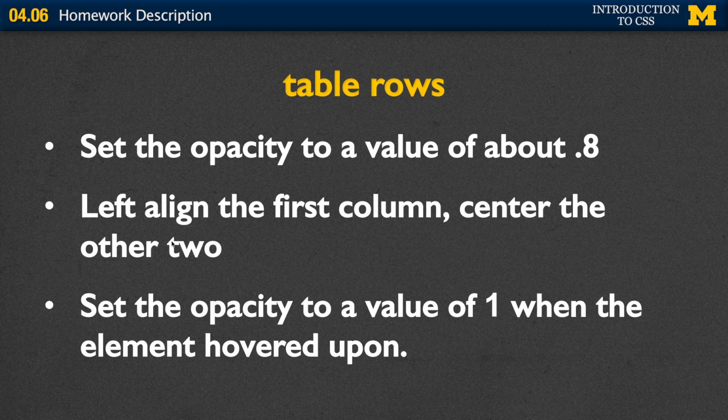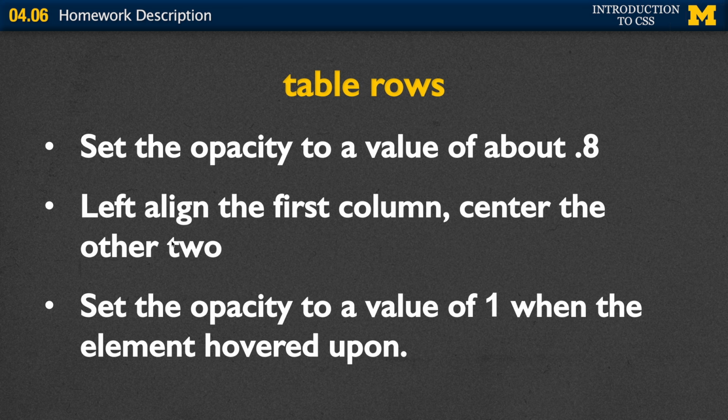Once you have the table heading done, let's go ahead and put in some styling for the table rows. The first thing I want you to do, and there's a reason for this, is set the opacity of the table rows to some value of about 0.8, somewhere around there, where you can still read the text, but it's a little bit faded out.